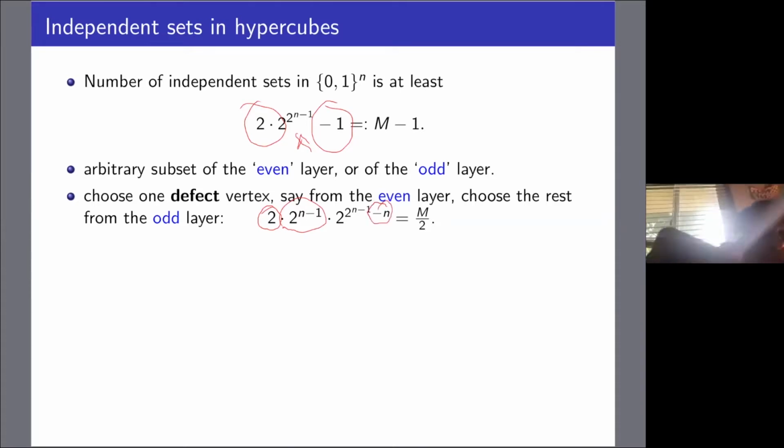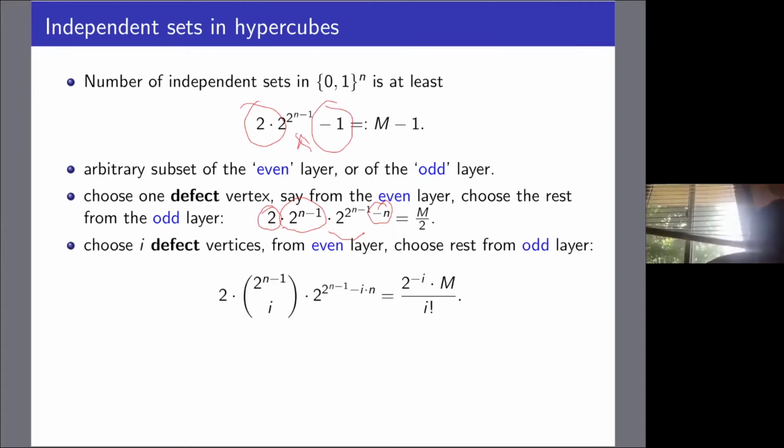I lose this 2 to the n factor because if I put this defect vertex into the independent set, then its neighborhood is not in the independent set. And for the rest of the odd vertices, I have a choice to put each in or not. So I generated a significant amount of independent sets.